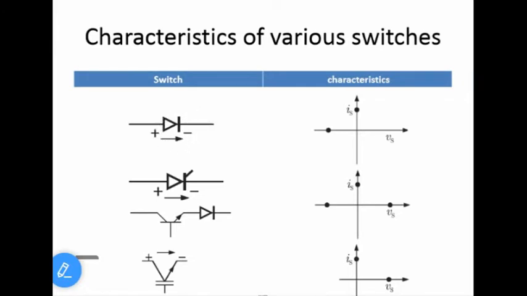Here one thing I want to say is this diode can block only reverse voltage. SCR can block positive voltage as well as the reverse voltage, but it will allow only positive current. This combination can block positive voltage as well as the negative voltage, but accepts current in only one direction. This can block only positive voltage.